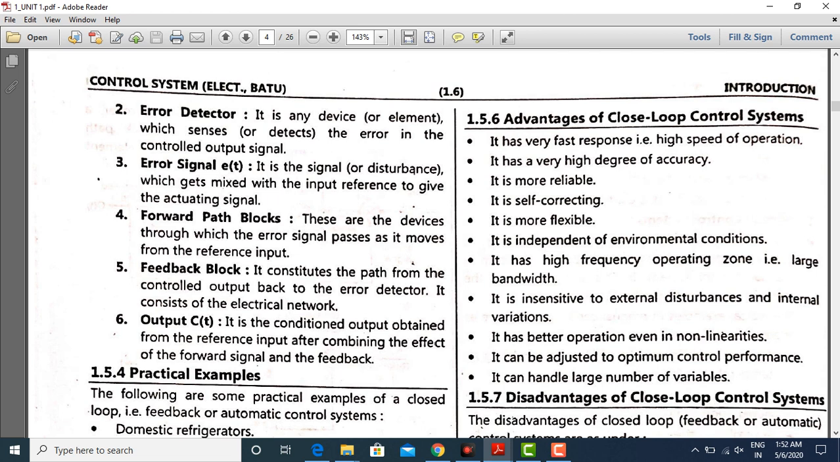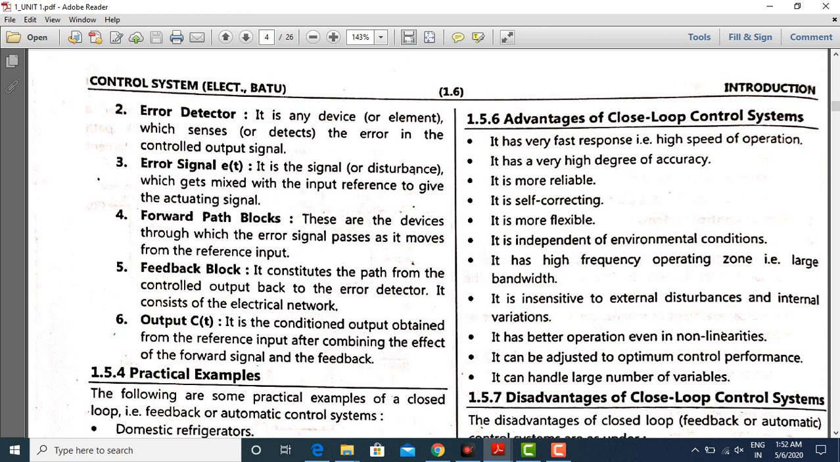Now let's see the advantages of closed loop system. Obviously feedback is present, hence it has very fast response. Second, it has very high degree of accuracy. It is more reliable. It is self-correcting. It is more flexible. It is independent of environmental condition.